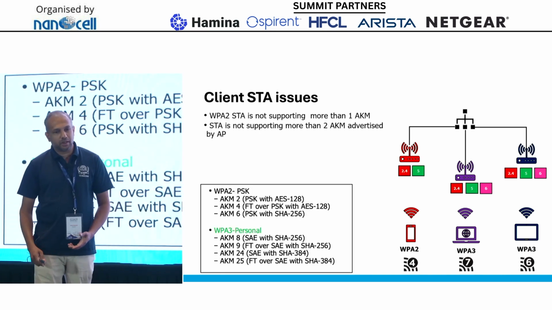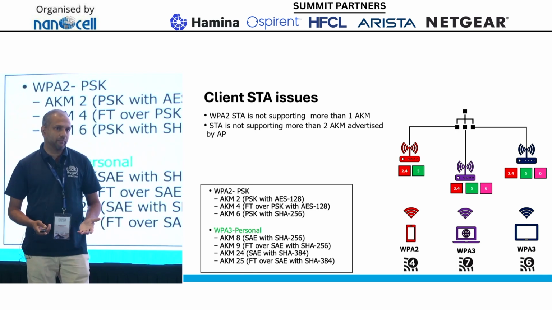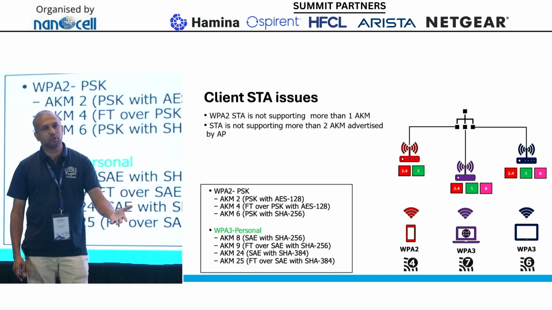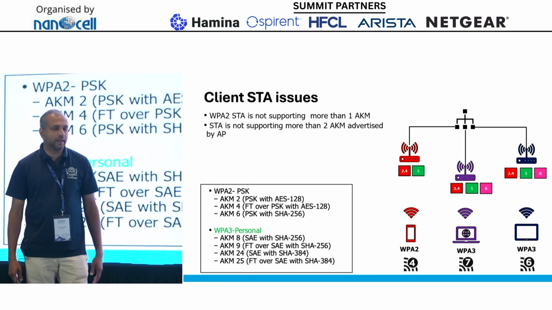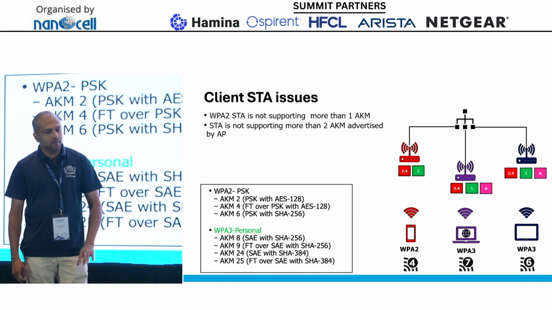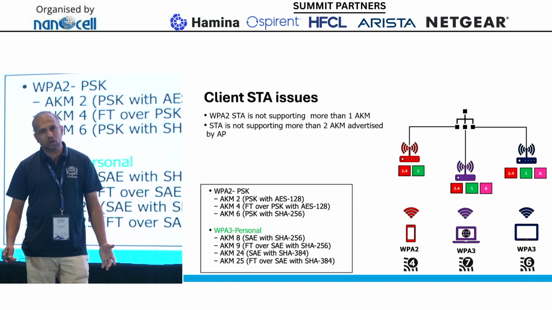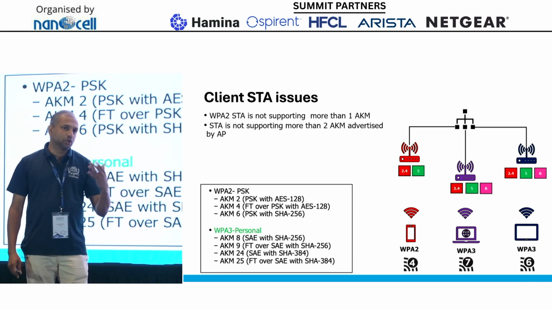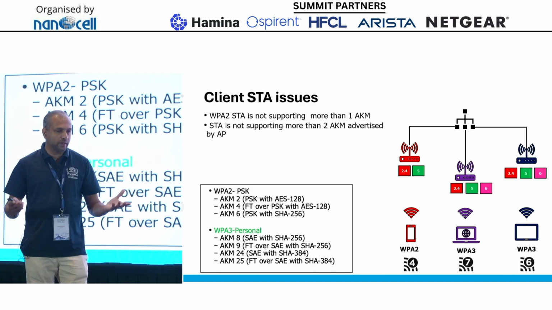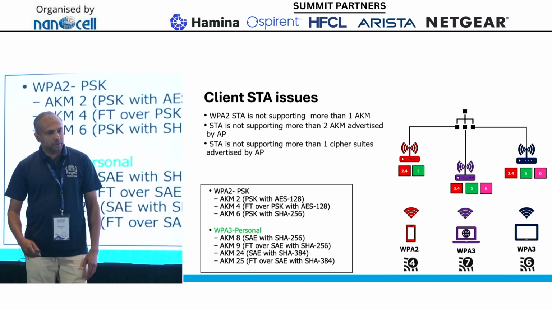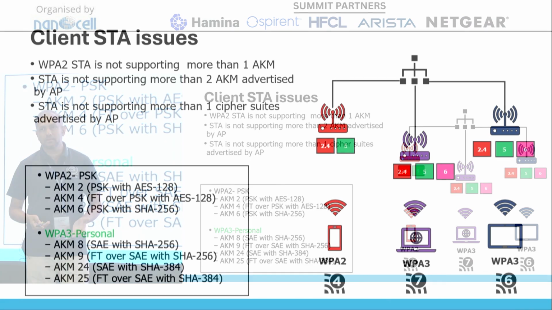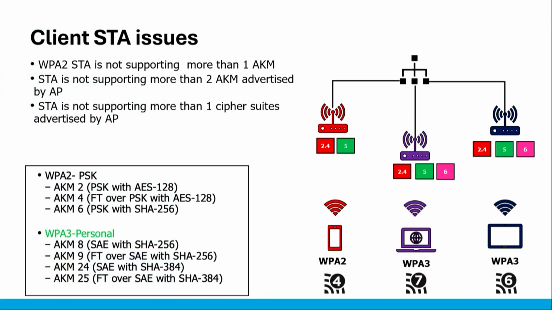Another one is when you advertise more than 2 AKMs. In the personal scenario, you have to advertise more than 2 because there are so many different AKMs available. In that way, you will see some clients, not all, that do not like to join that SSID when they see more than 2 AKMs. And sometimes when more than 1 cipher suite is advertised, some older clients do not like to join.